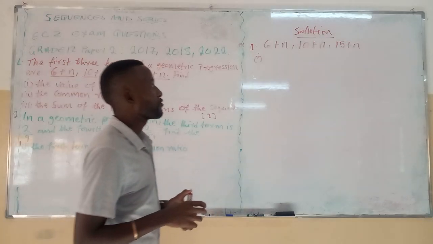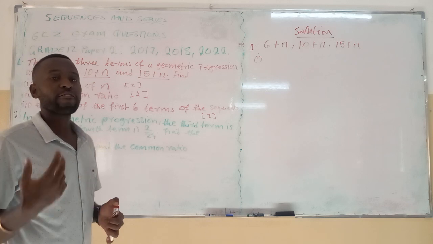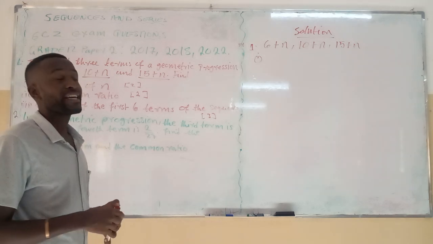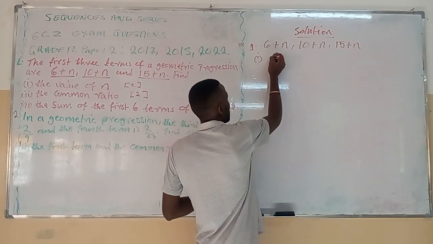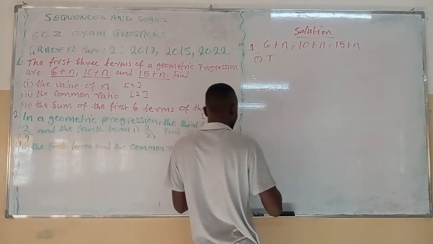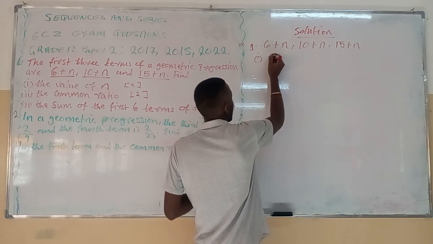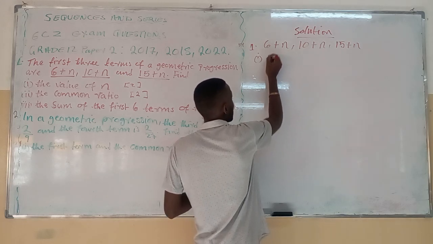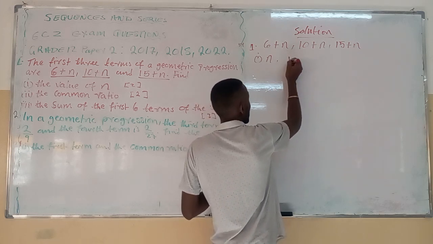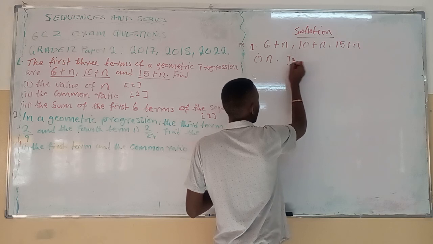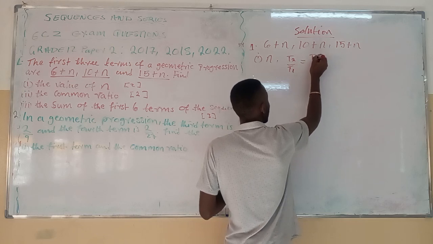How do I find the value of n? In order to find it, you need to know the formula for finding the common ratio of the geometric progression. The common ratio is found by term 2 divided by term 1, which is equal to term 3 divided by term 2. If you want, you can continue like that, but I would advise you to stop at this stage because we've been given 3 terms here.